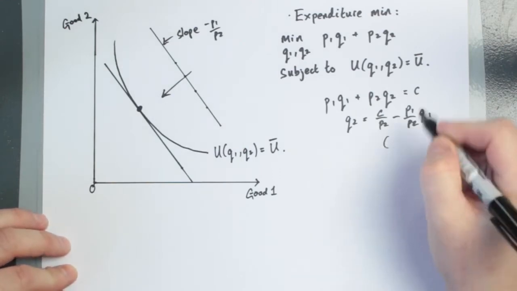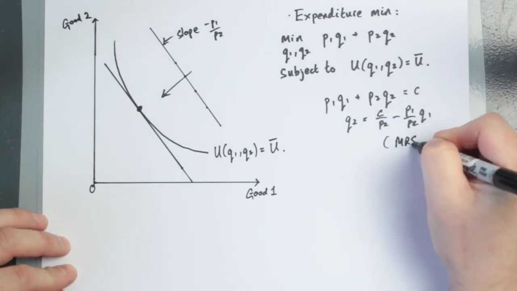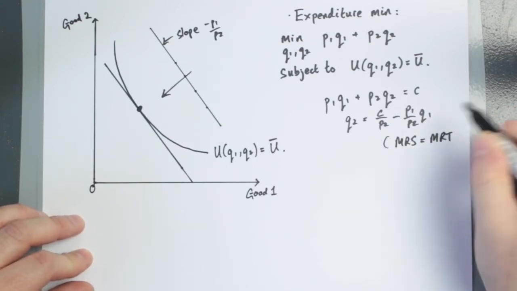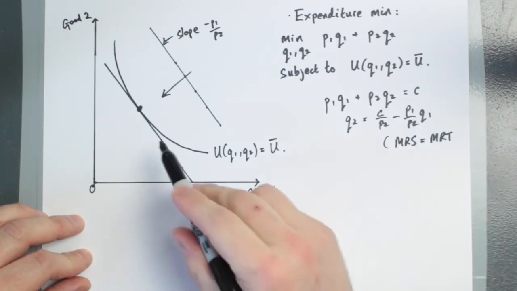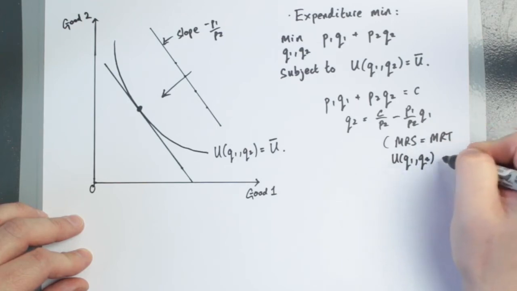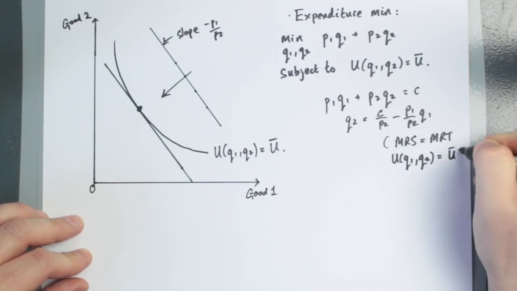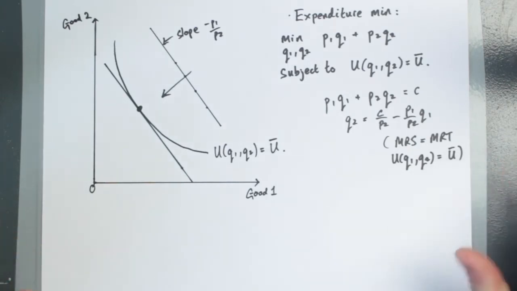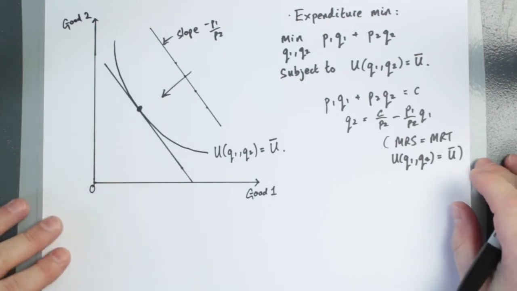So I'll just make a note that one of the first order conditions is marginal rate of substitution equals marginal rate of transformation. So that would be the first equation that characterizes the solution. And of course, the second equation would be that the utility of this particular bundle is precisely equal to the target level. So these two equations would characterize the interior solutions to expenditure minimization problems. Okay, so we went through that rather quick, but it's just building on what we already know.